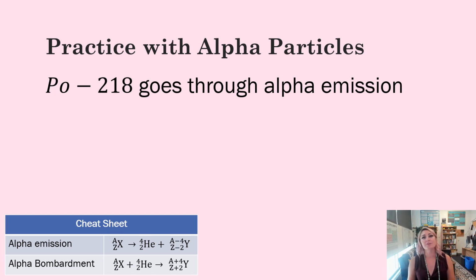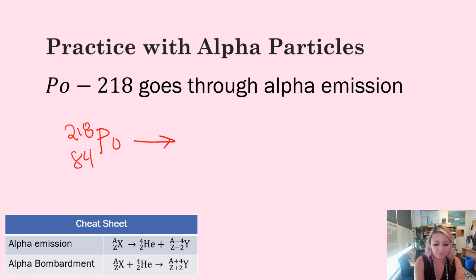Great. I can write the nuclear reaction for that. So I'm going to start with polonium, Po, and I was told that this has a mass of 218. I don't need to be told what the atomic number is. I have a periodic table for that. Polonium is atomic number 84. And if we're going through alpha emission, we're going to lose an alpha particle. So now it becomes a subtraction problem. 218, the mass number, minus 4, the mass of the alpha particle lost, is 214.